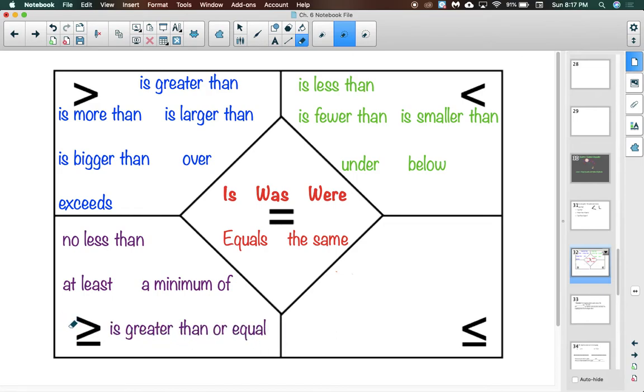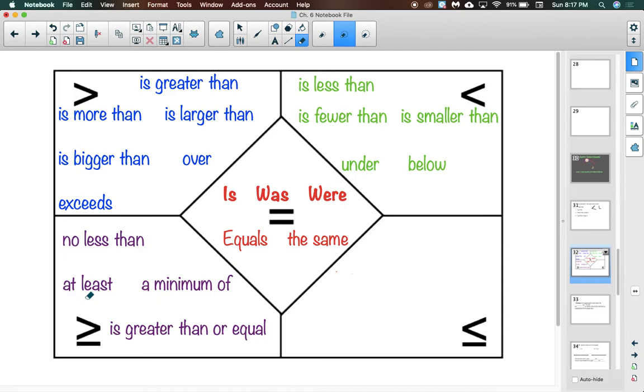So this is the greater than or equal to sign, but words like no less than, or at least, or a minimum of, they're all telling us to use the greater than or equal to sign. And if we stop and think about those words and what they mean, we'll understand why. Let me start off with at least. All three of these mean the same thing, by the way. We're going to talk about at least, though.